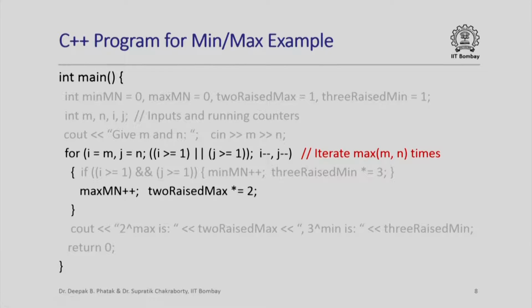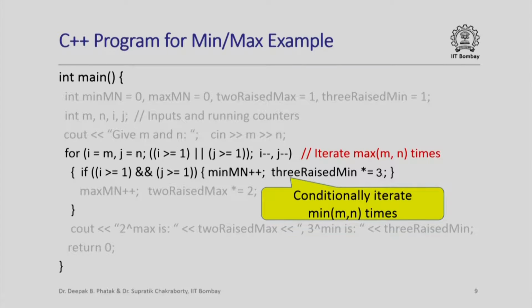Now how do we calculate min(m,n)? So this is the interesting part. So I introduce this if statement inside the for statement, where I say that if both i and j are greater than or equal to 1, then I am going to increment min(m,n), and I am going to multiply 3 raised to min by 2 using this special assignment operator again.